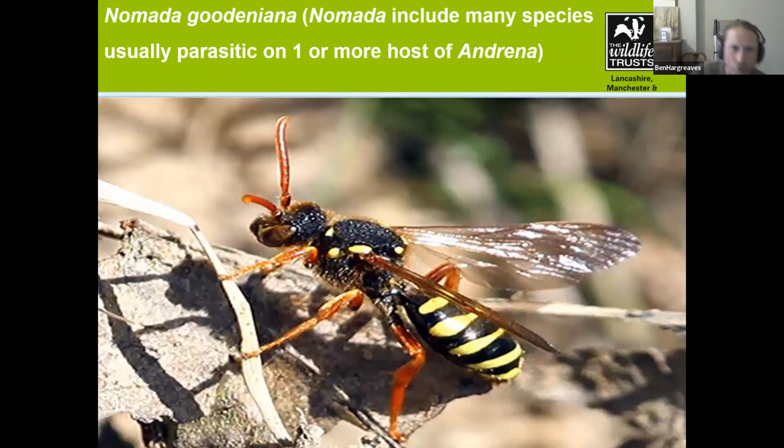And yeah, the Nomada group, this is a bit more recognisable, one of the more black and yellow ones. They're usually parasitic on one or more hosts of Andrena. It varies between species how host specific they are, but they can be distinctive, and like all bees, females are much more distinctive than males, in the vast majority of cases anyway.